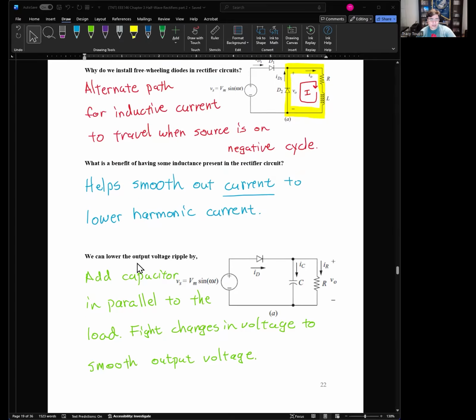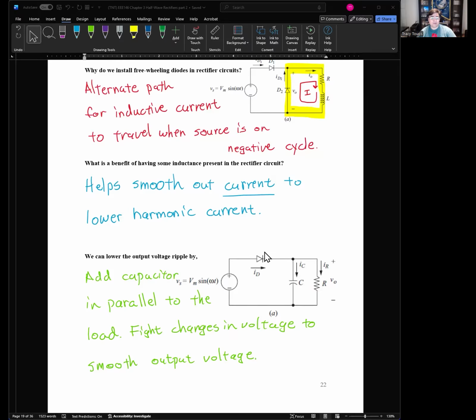What can we also do to lower the output voltage ripple to make the output voltage more constant as well? Add a capacitor in parallel to the load. This capacitor helps fight any changes in voltage and smooths out the output voltage. So at the end of the day, the freewheeling diode helps bleed out some of the inductor current. The inductor smooths out the output current. You also should put a capacitor to smooth out the output voltage. In reality, you put them all together, and that's a good package deal. A lot of rectifiers are built like this.